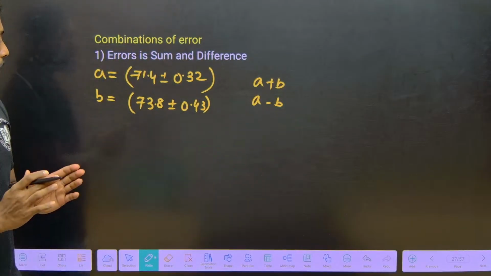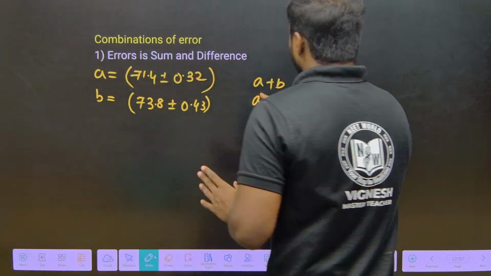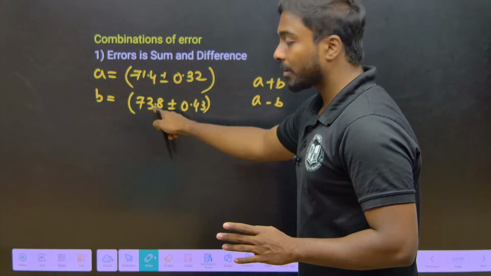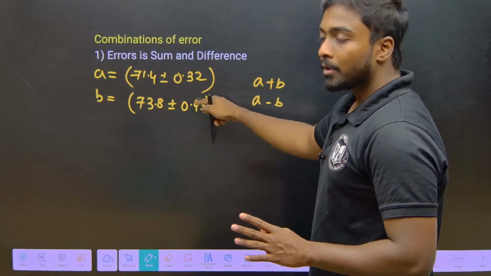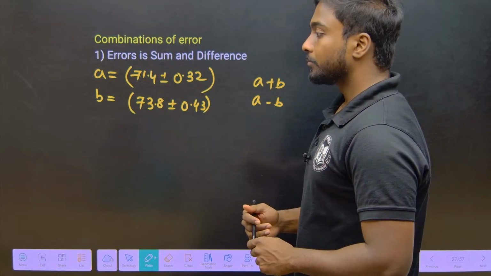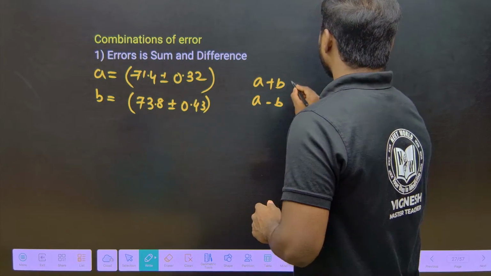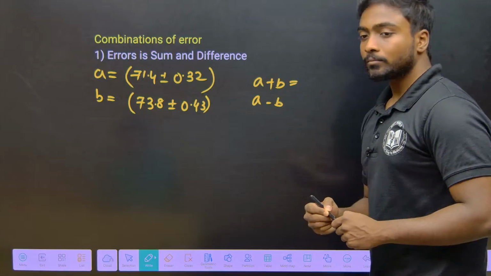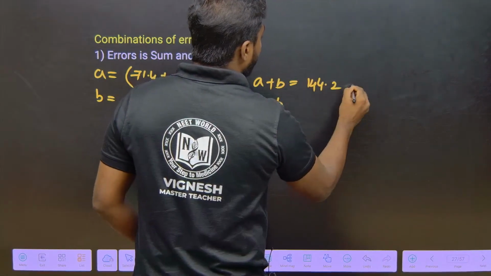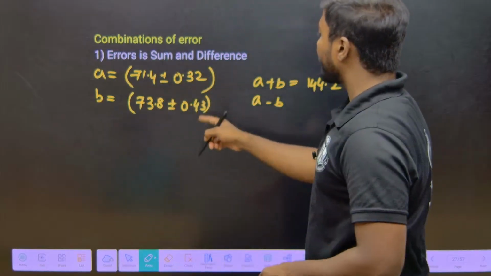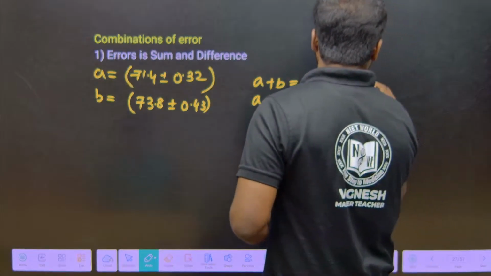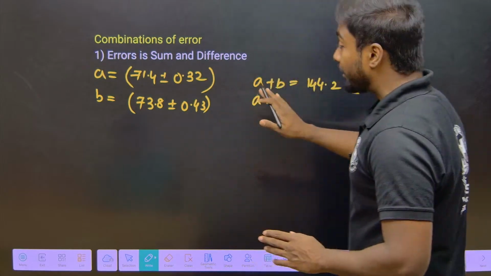The formula is simple. A plus B means add 71.4 and 73.8, and these two errors. What is the answer? 71.4 plus 73.8 is 145.2 plus or minus. What is 0.32 plus 0.43? 0.75. So that's for the addition.